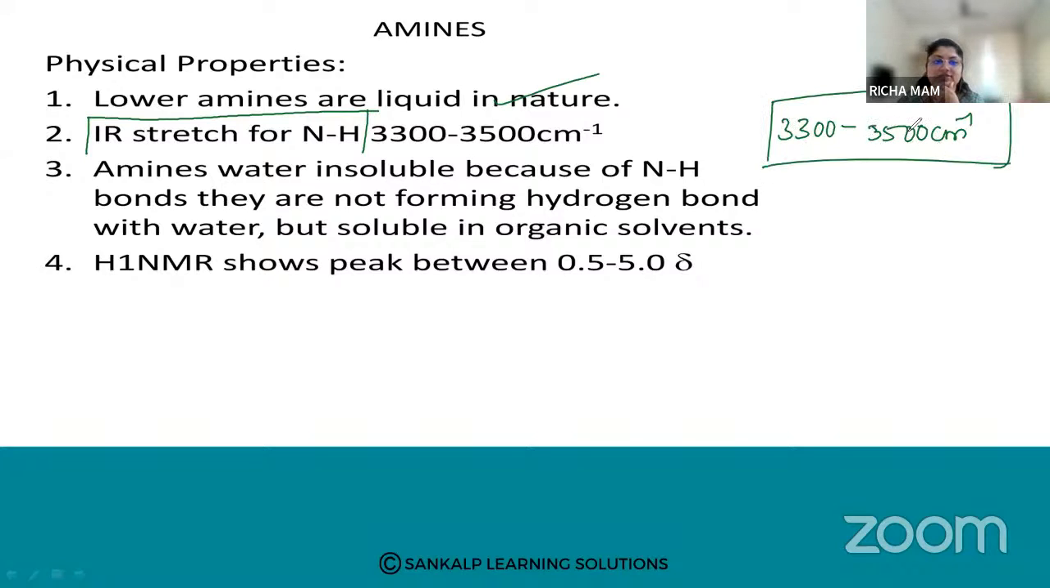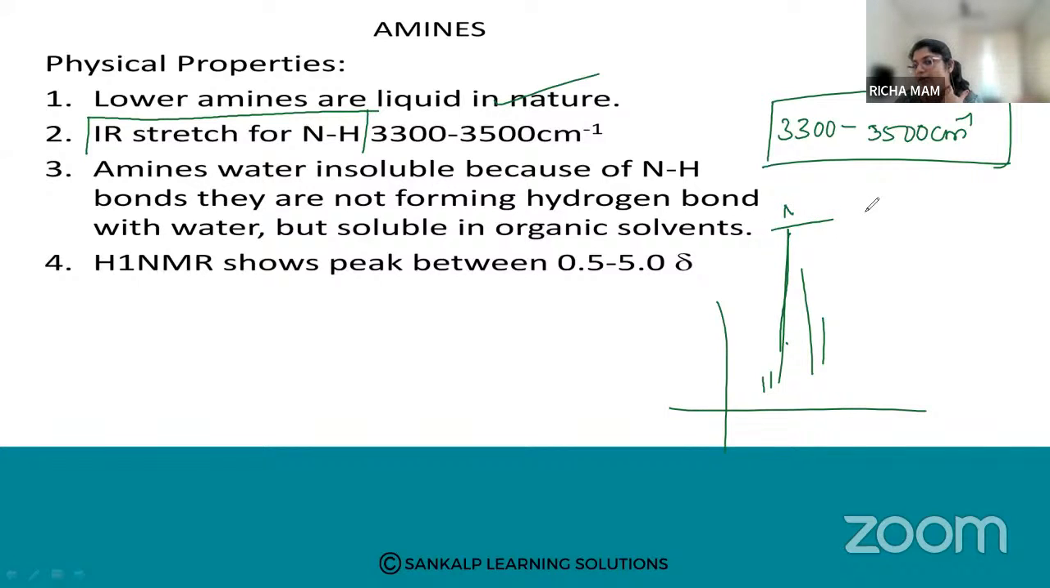The IR stretch, that is the infrared stretch for NH, means when you are doing the IR for compounds containing NH, you see a peak like this. This particular line represents your NH. When it falls in the range of 3300 to 3500, it represents that the compound has an NH bond. So the IR stretch for the NH bond falls between 3300 to 3500.